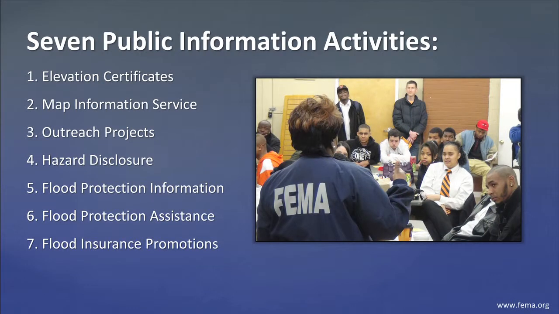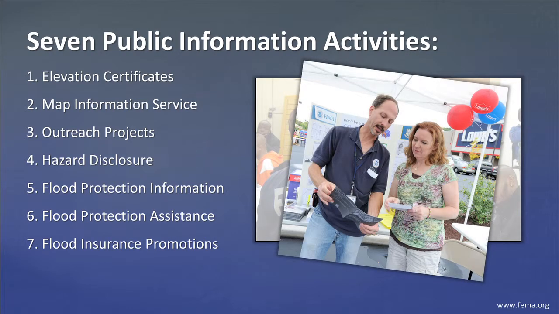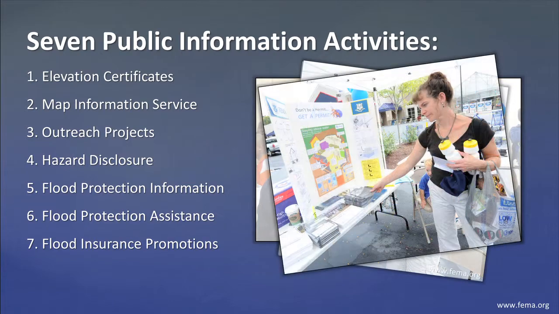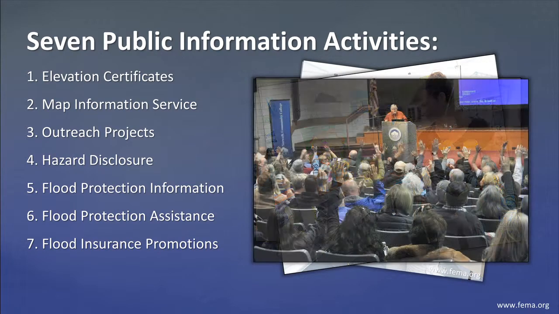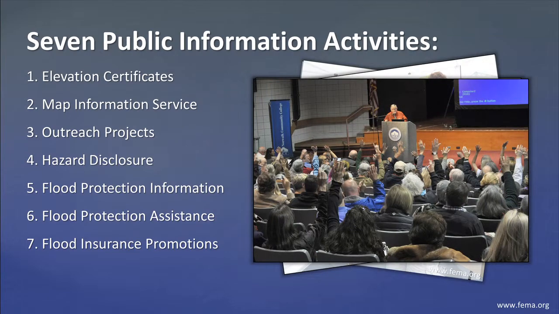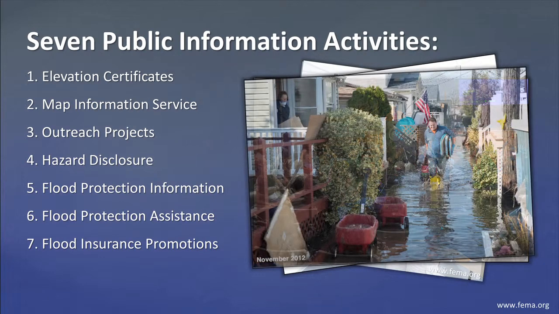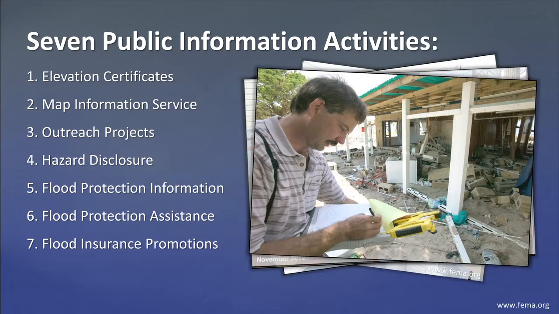The 7 activities in the public information category provide credits for programs that advise people about flood hazards, encourage the purchase of flood insurance, and provide information about ways to reduce flood damage. These activities can be directed toward all members of the community or toward specific groups such as flood-prone residents or local insurance agents and realtors.